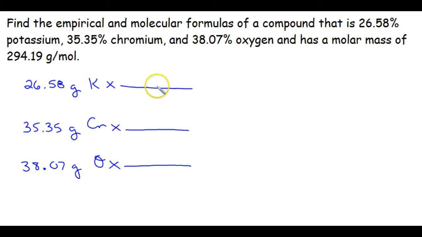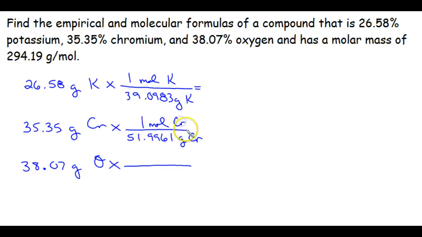Okay, so potassium is 39.0983 grams per 1 mole. Chromium, a little bit heavier, is 51.9961 grams per mole. And then good old oxygen is 16 grams per 1 mole.